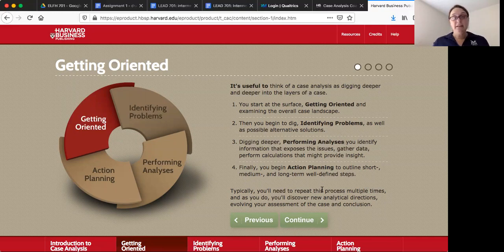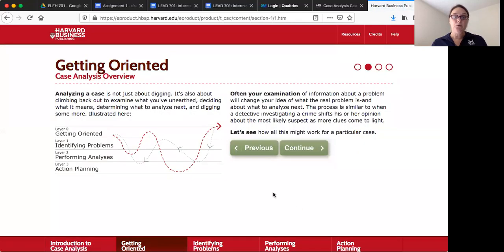Read it. This particular case analysis coach says to read it once, quickly, and then read it again so that you can get familiar with the content.